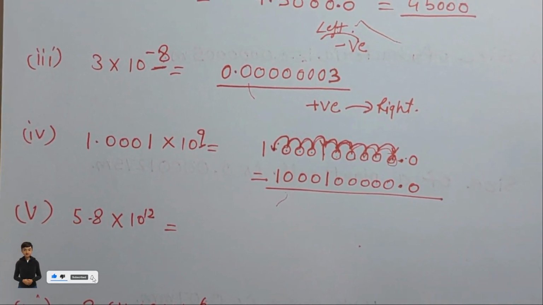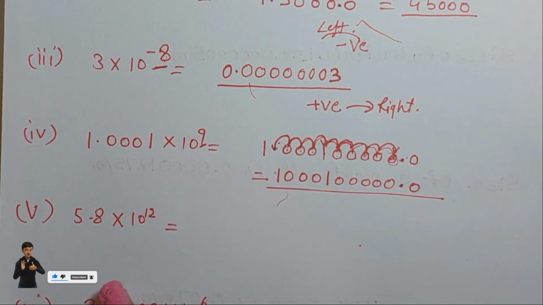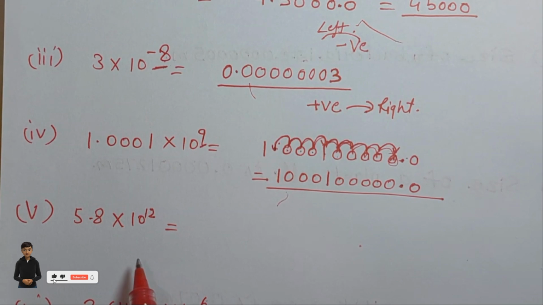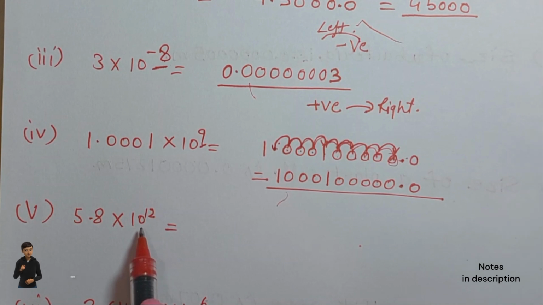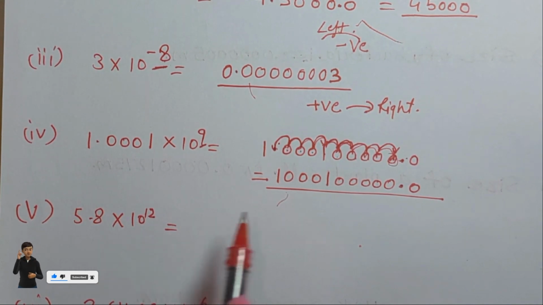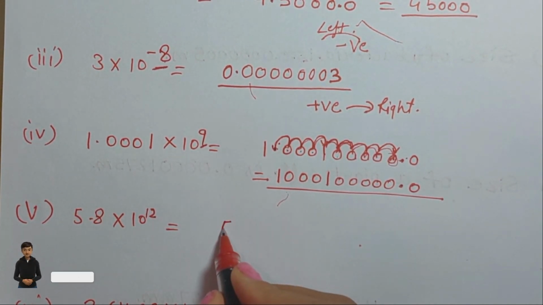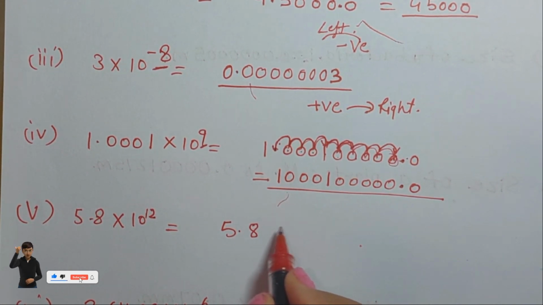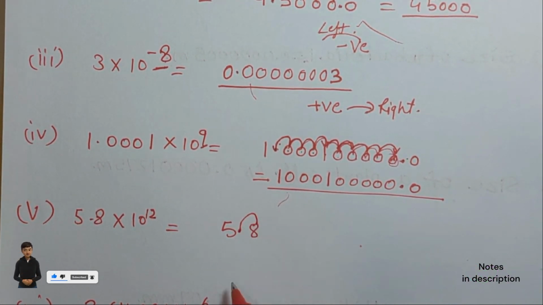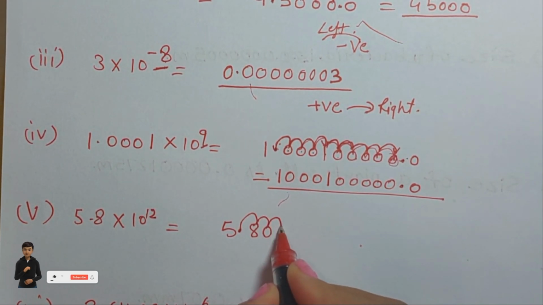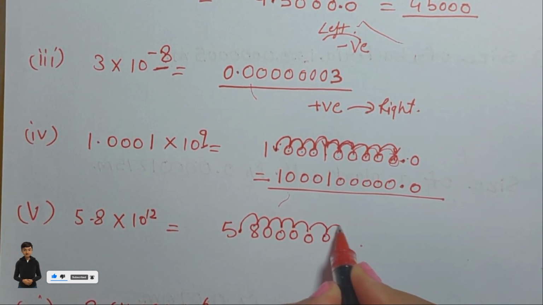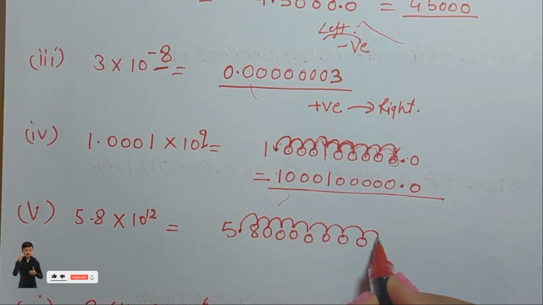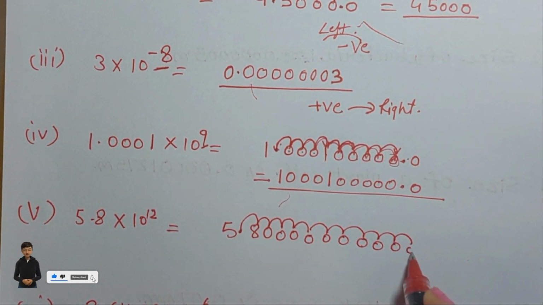Now second last part of this question. 5.8 into 10 raised to the power 12. Again power is positive. Then we will shift this decimal point to, tell me fast. Yes, right side. So we have 5.8 and in how many steps? 12 steps. So what is our first step? 1, 2, 3, 4, 5, 6, 7, 8, 9, 10, 11, 12.